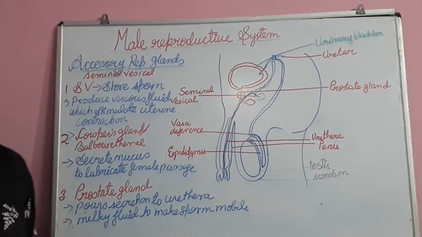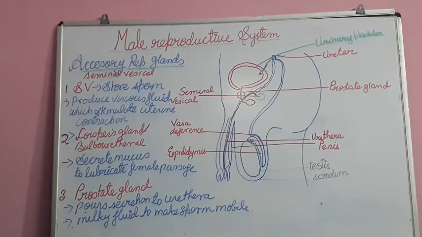Next we have the prostate gland, and its work is to pour its secretions directly into the urethra. It gives a milky fluid, and this milky fluid makes the sperm cell more mobile or more able to move. Okay, so these are the accessory reproductive glands in the male reproductive system.